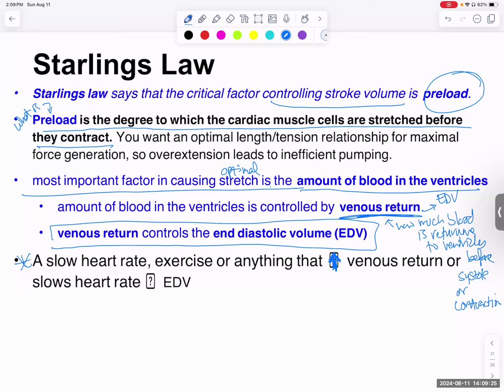So when you exercise, and hopefully you remember from anatomy, your veins rely on the muscles contracting to squish them to get the blood back up to the heart. So anything that increases the amount of blood getting back up to the heart is increasing your venous return. So that's why exercise does help increase the amount of blood coming from your toes all the way back up to your heart. You're increasing venous return. So anything that increases venous return or slows heart rate is going to increase end diastolic volume.